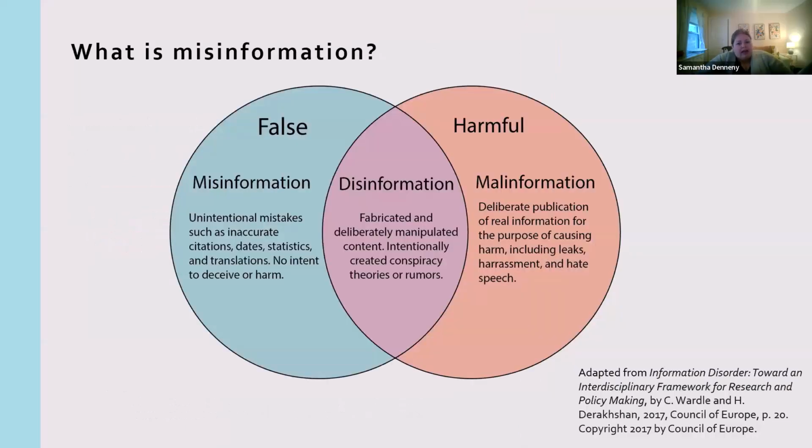So when people don't have great information literacy skills, they may perpetuate some misinformation, disinformation, or even malinformation. So we have some definitions here where misinformation is unintentional mistakes such as inaccurate citations, dates, or statistics. Disinformation is fabricated and deliberately manipulated content, and malinformation is deliberately publishing information for the purpose of causing harm.